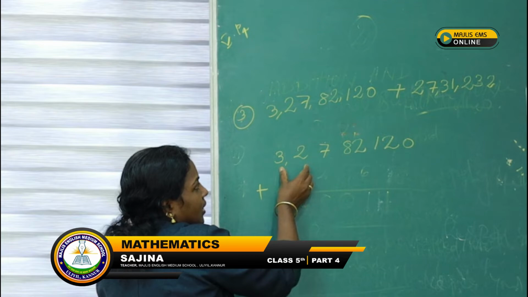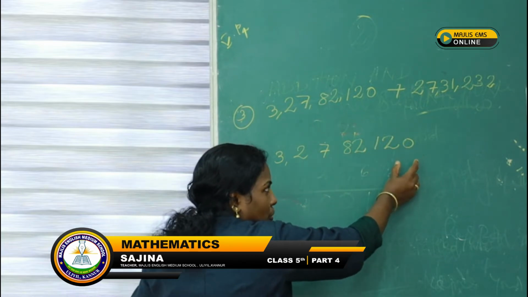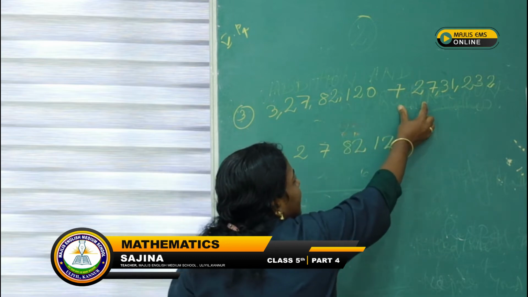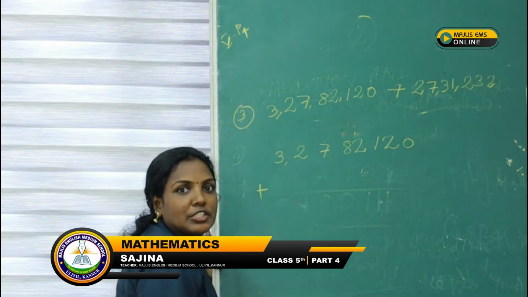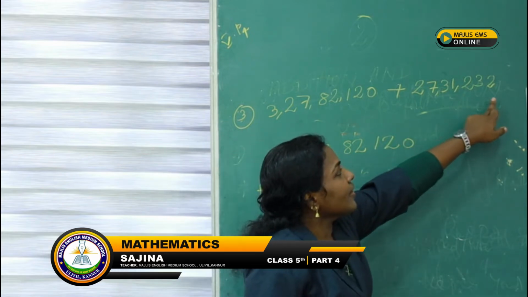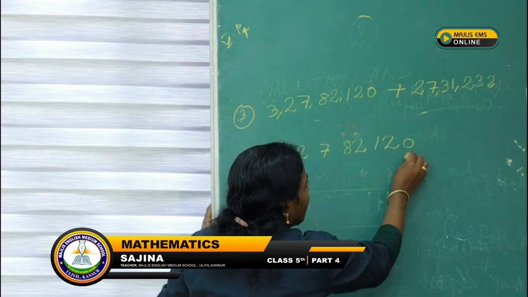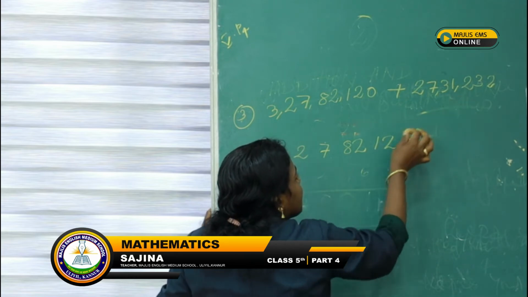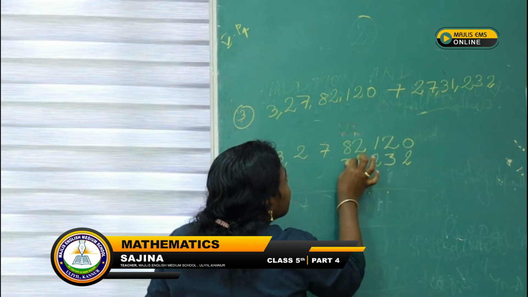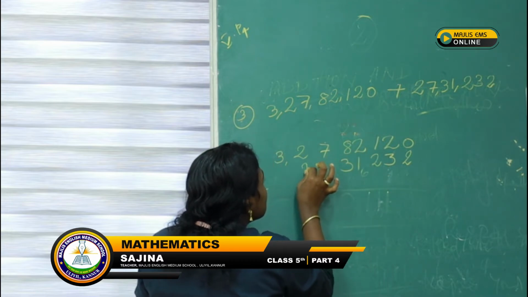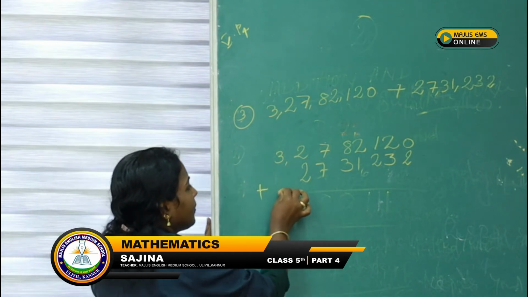First number is 3 crore 27 lakh 82,120 plus 27 lakh 31,232. Here 2 is in ones place. Here the ones place digit is 0. Therefore, we write 2 here. 3 is in tens place. 2, 1, 3, 7, 2. Here it is empty. Okay.